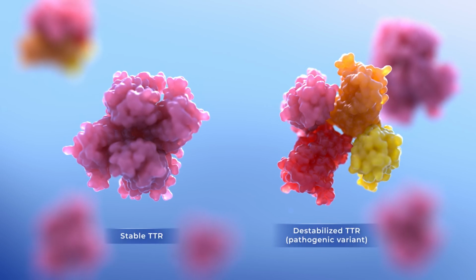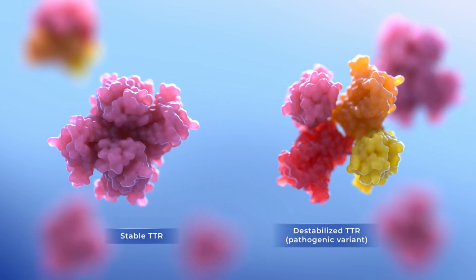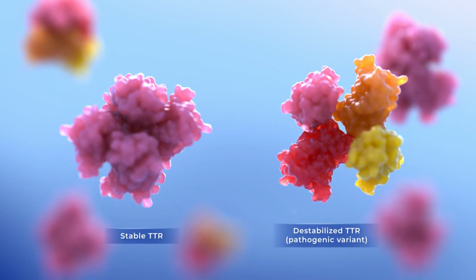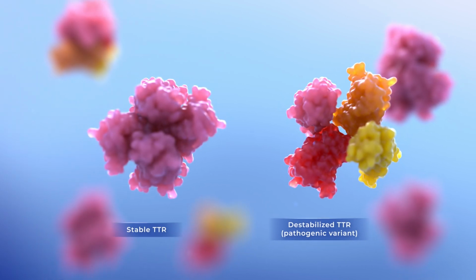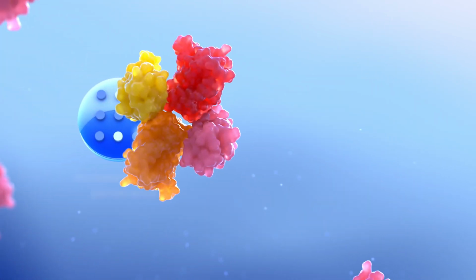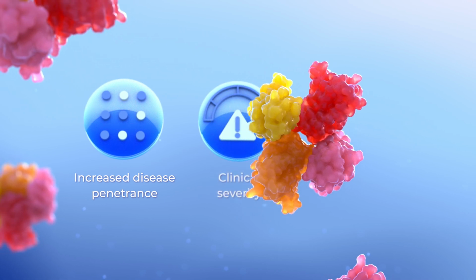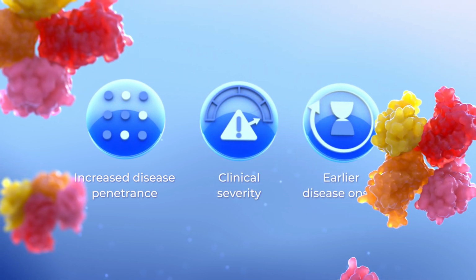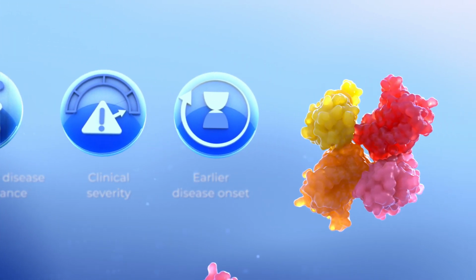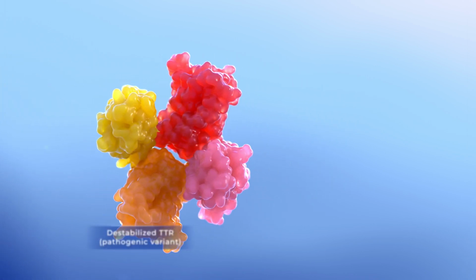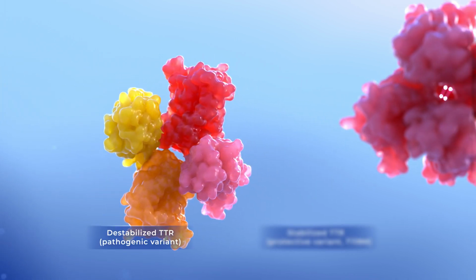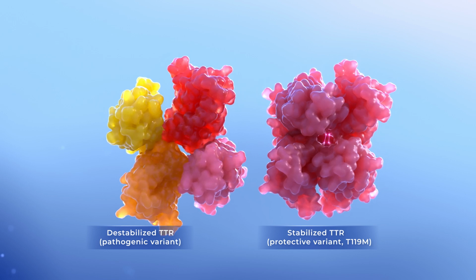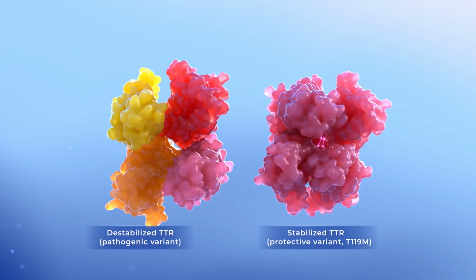Pathogenic variants that increase TTR destabilization are often characterized by lower than normal serum TTR levels and are associated with increased disease penetrance, clinical severity, and earlier disease onset. In addition to pathogenic TTR variants that increase TTR destabilization, there are also protective variants such as T119M, which are associated with TTR stabilization.